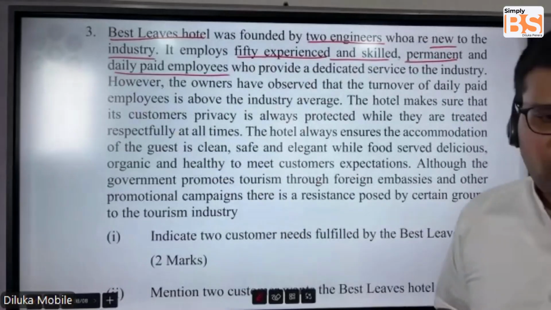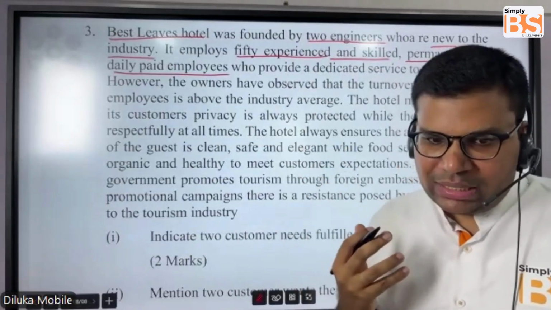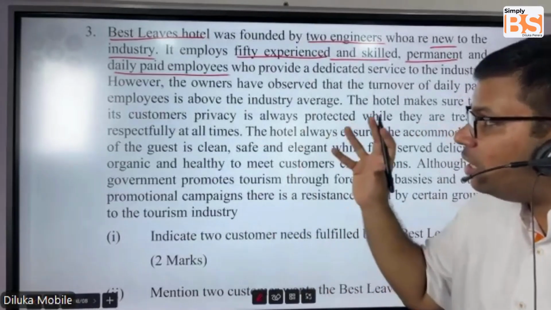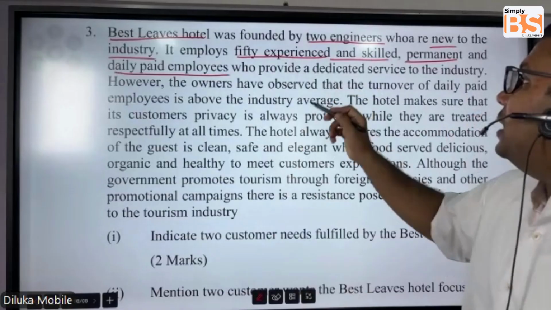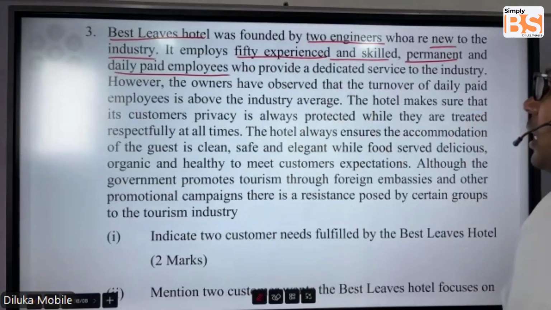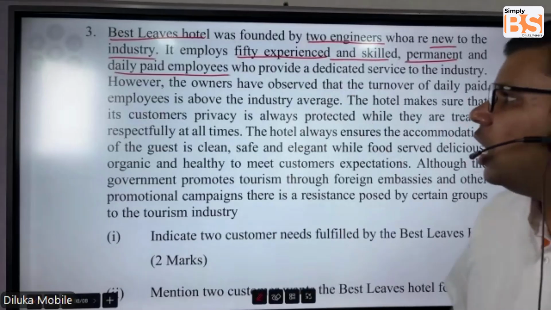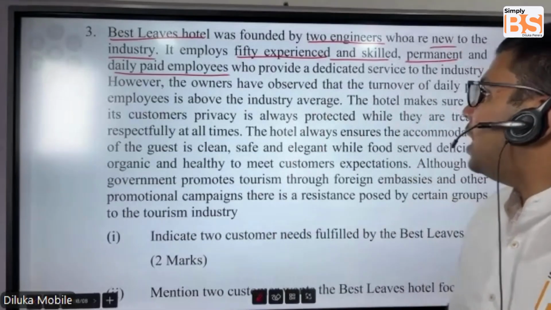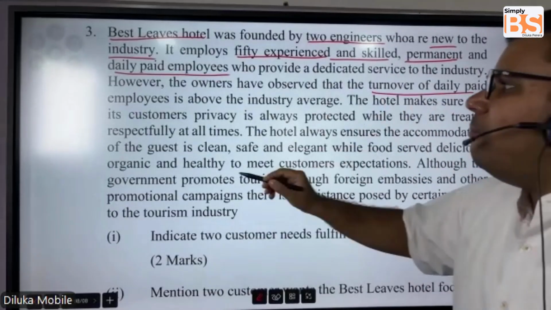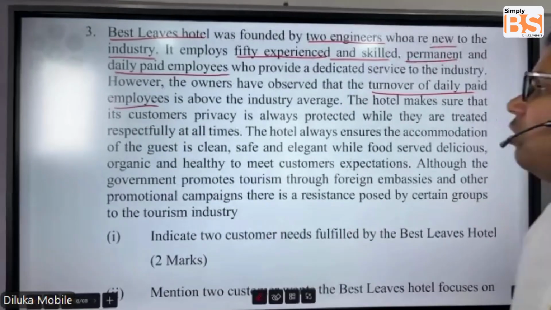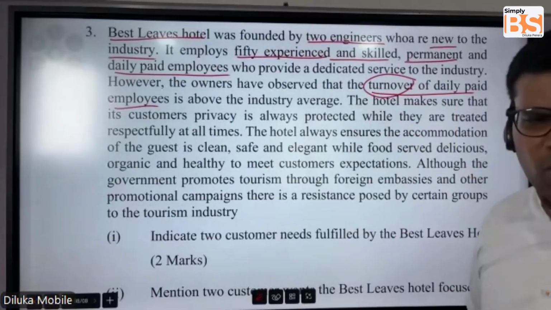Very good. This gives us a hint that in this organization you have skillful employees. How many? 50, who provide dedicated services to the industry. They provide a good service to the industry. However, the owners have observed that the turnover of the daily paid employees is above the industry average. What do you mean by turnover, students? What do you mean by turnover?